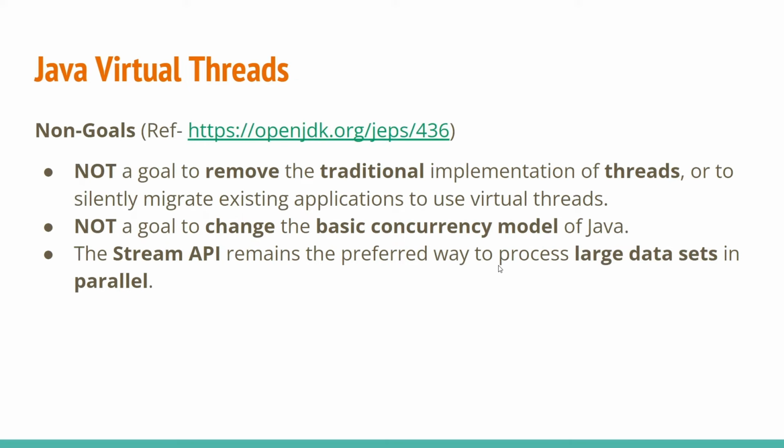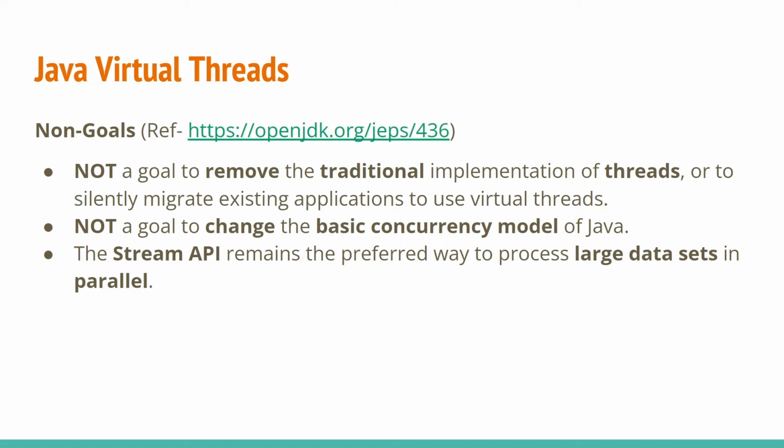Now, so far we understood what the goals were to create Java virtual threads, but let's not misunderstand, let's discuss non-goals. Virtual threads don't mean to replace platform threads even in the near future. It's not a goal to remove the traditional implementation of threads or silently migrate existing applications to use virtual threads. That's not going to happen. In fact, the basic concurrency model is not going to change, at least as of now, that is what OpenJDK and Oracle are saying.